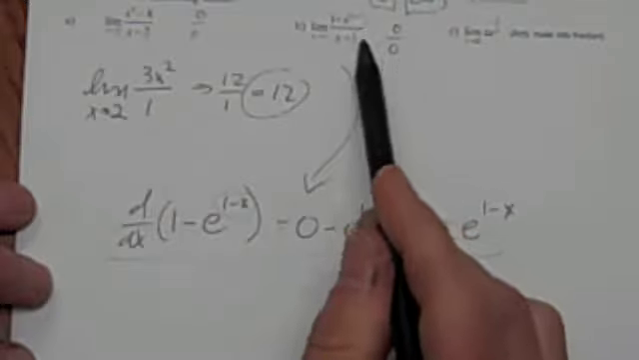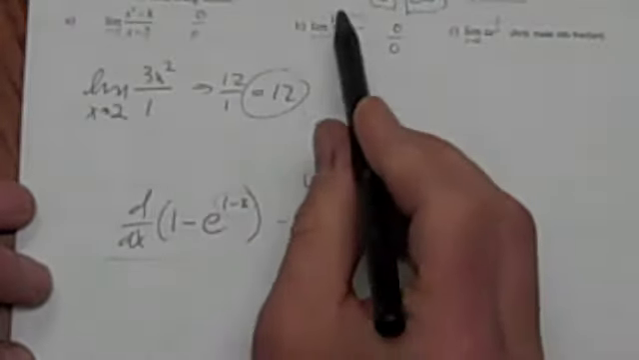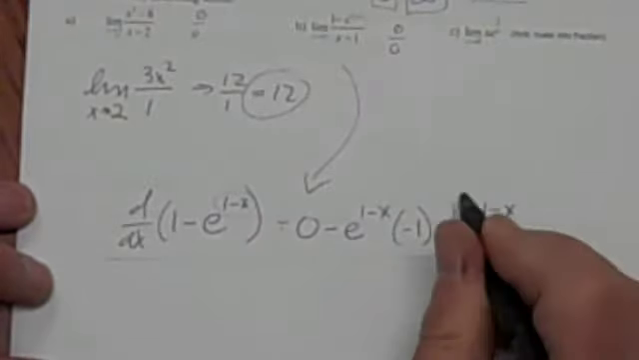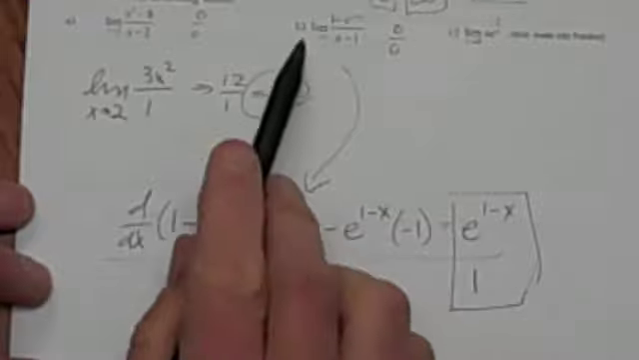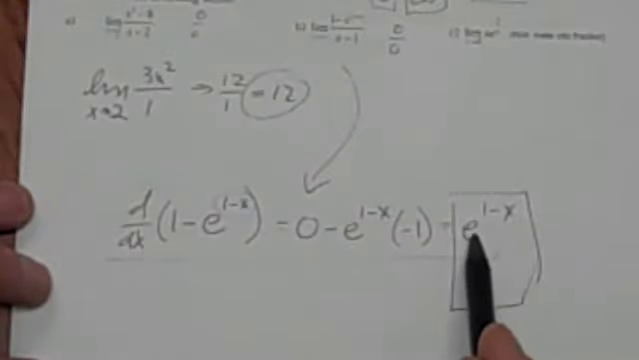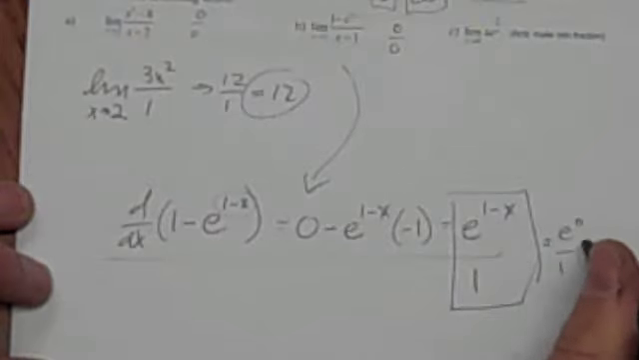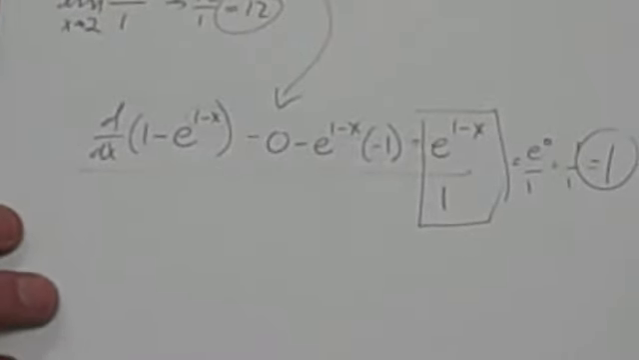The denominator, do not, repeat, do not do a quotient rule. Take a separate derivative of each of those. Well, the derivative of the denominator is just 1. Alright, well I have this now, and I can sub in 1, and I get e to the 1 minus 1, which gives me e to the 0 over 1, which gives me 1 over 1, which is 1. Okay, so that is that limit there.